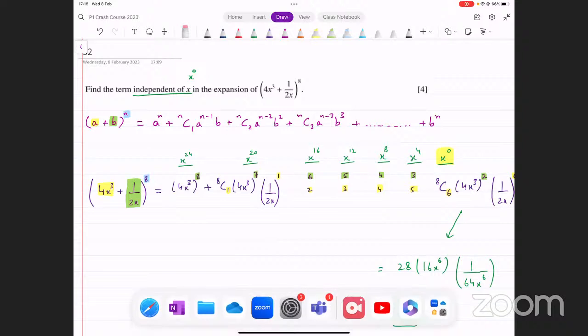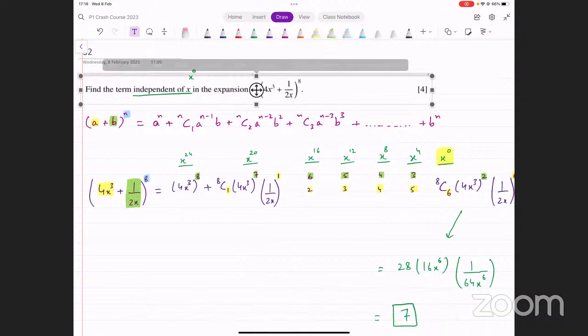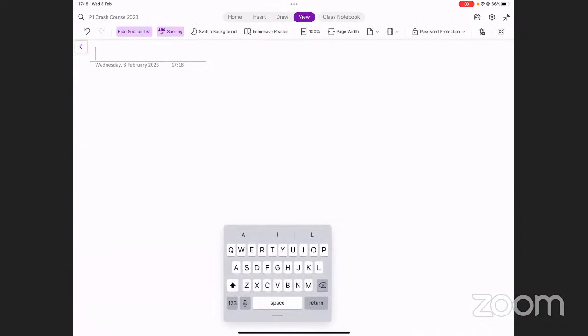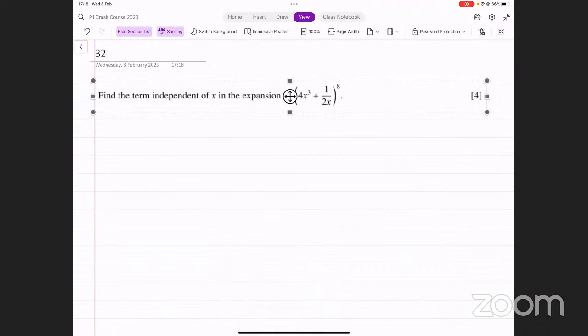All right. Now let's discuss another method as well that you can use to find specific terms in an expansion. Let's do the same question number 32, and use another method for this. Now let's try to understand where this other method comes from first of all.